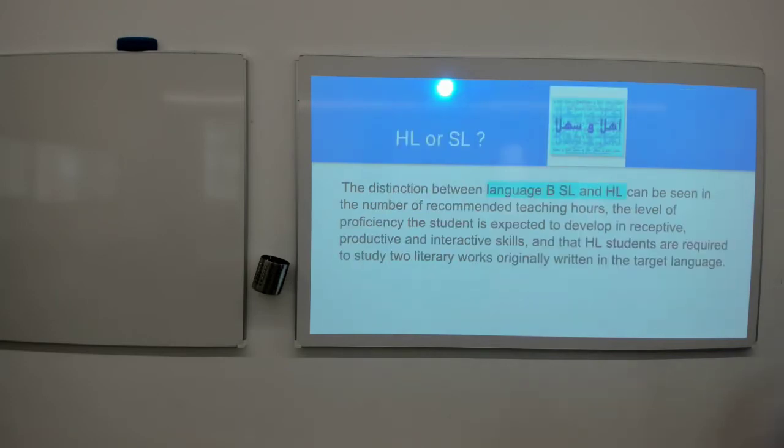Now, the difference between HL and SL, because the language B course has two levels, a higher level and a standard level. The difference between language B SL and HL can be seen in the number of recommended teaching hours, and the level of proficiency the student is expected to develop in receptive, productive, and interactive skills. HL students are also required to study two literary works originally written in the target language, in Arabic.